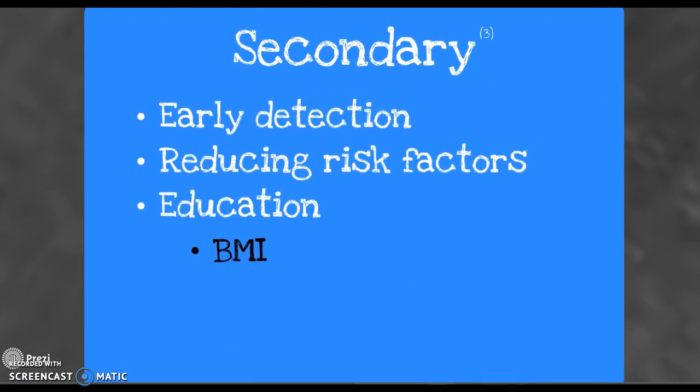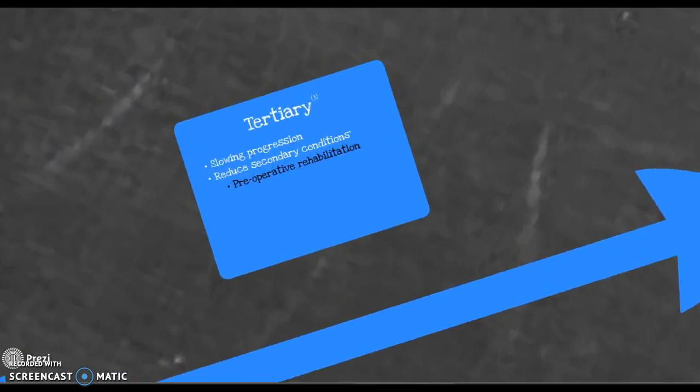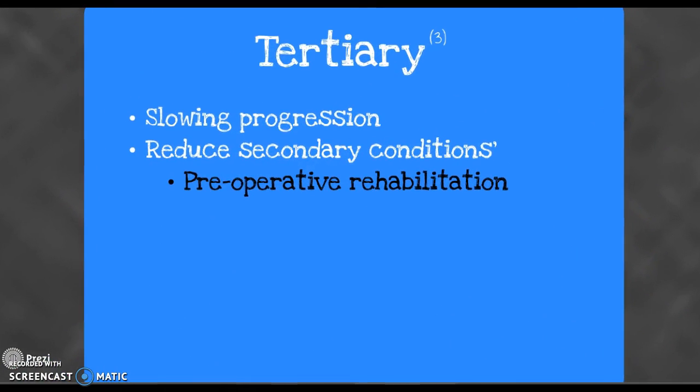Secondary injury prevention focuses on early detection, reducing risk factors, and education, like the athlete's BMI, which can be related directly back to the person or activity level of the disablement model. And the last step, tertiary injury prevention. This is slowing progression and reducing secondary conditions of athletes who already have the condition. So for example, our athlete has sustained an ACL tear. We may perform preoperative rehabilitation before her surgery to reduce secondary injury.